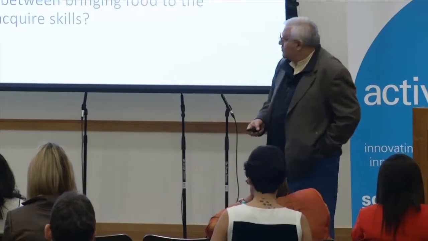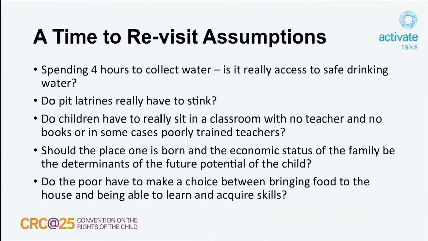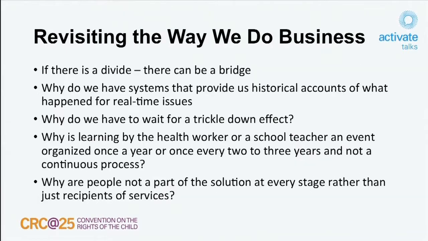I talked about this. Do the poor really have to make a choice of putting food on the table and being able to learn and acquire skills? If you break down all the shenanigans, the purpose of education is twofold. One is citizenship, and second is livelihoods. Then why do people have to choose between the two? Why can't we have a system whereby all these could be available to everyone? And therefore, there is a need to revisit the way we do business.